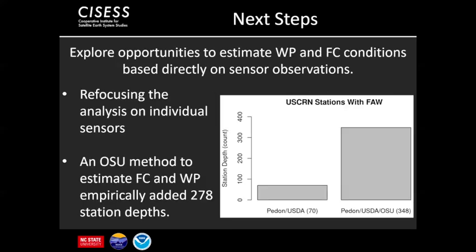So since we're not done with the project, I thought I should wrap it up with next steps. We definitely want to refocus in the analysis, looking at individual sensors. We believe this will allow PEDON to be more relevant and will give us more choices. There's also opportunities to look at empirical approaches that look at time series of soil moisture data to infer what wilting point and field capacity could be.